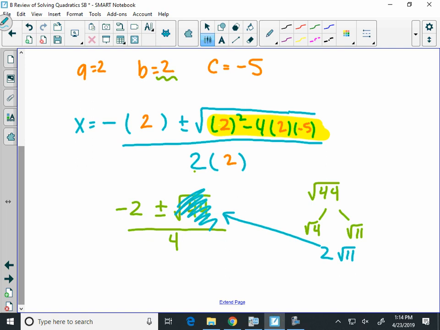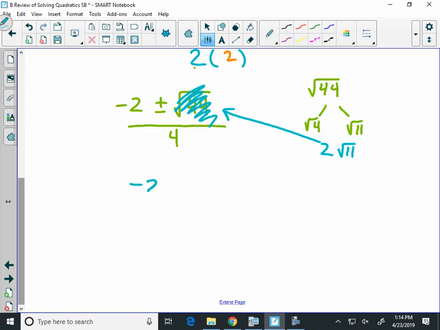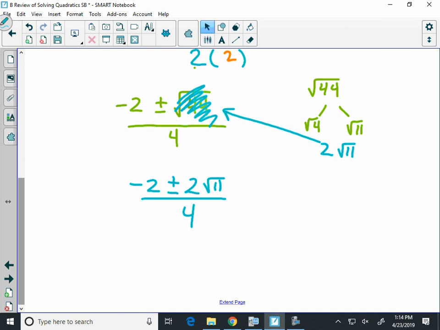Okay? So we rewrite it as negative 2 plus or minus 2 radical 11 all over 4. We also had a positive 4 underneath our radical, so that means we don't take out an on. We just leave it. Your very last step is check and see, once you've simplified your radical, how can we simplify the fraction? Okay? Is there a number that can go into 2, 2, and 4? And that number is 2.